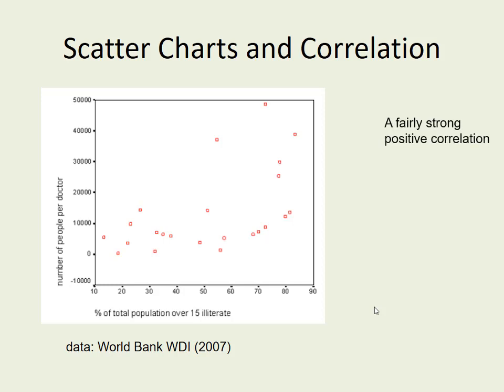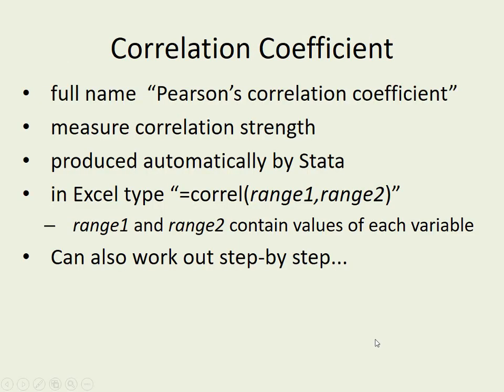So you should be able to see how you use these two dimensions. There's how strong or weak it is, so how clearly you can see an upwards or downwards trend. That's strength of correlation. And then there's positive or negative, depending on whether it's going upwards or downwards. We need some more precision, so we need a way to put a number on this. This is what Stata will do for us, or Excel by typing in this formula. If you just say correlation coefficient, it means Pearson's correlation coefficient. There are other correlation coefficients as well.